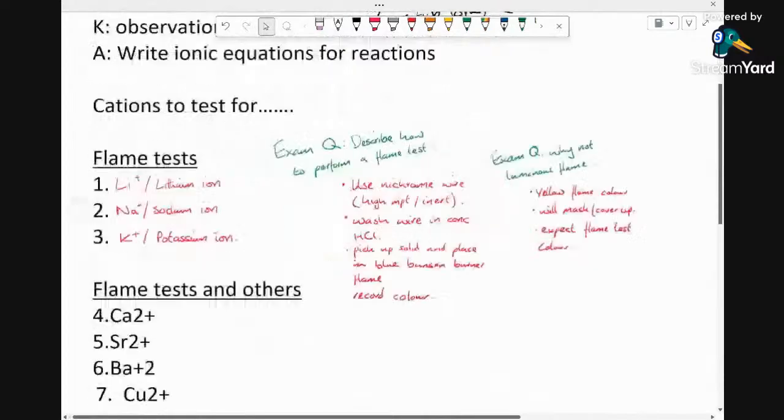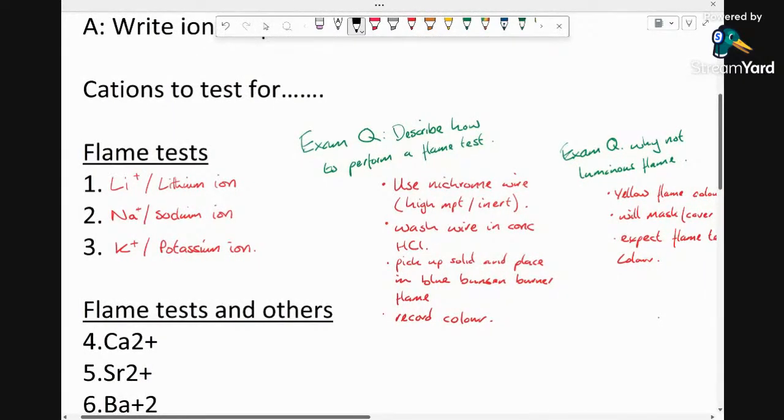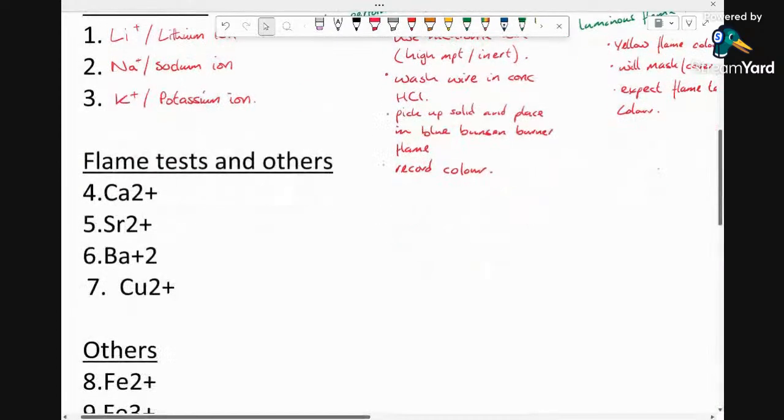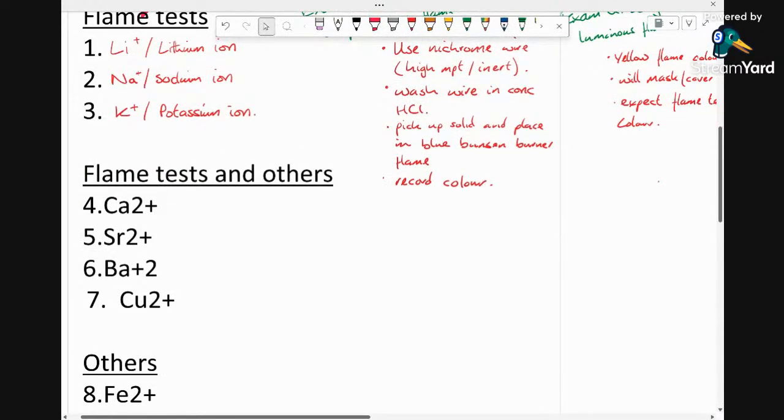Okay, so we've actually done the cation testing, which is really nice. So I can tick off flame tests now. Flame tests are done. And you can see that, by the way, I've covered each of the 7 that are here. Now we need to talk about our other tests.